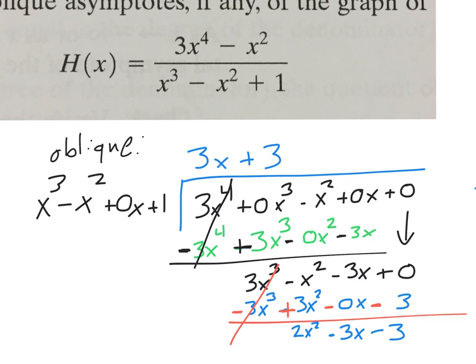Okay, now, this time it's a little different. I've got an x to the third, and I want to make it be x to the second. Okay? The only way I could do that would be if I divided by something over x, right? It'd have to be something over x.